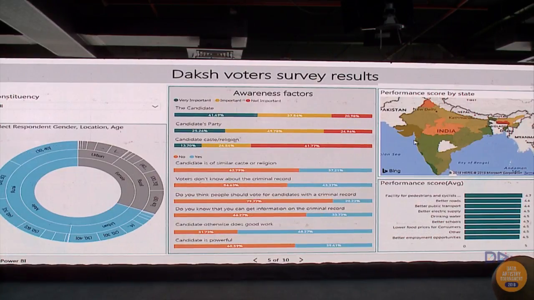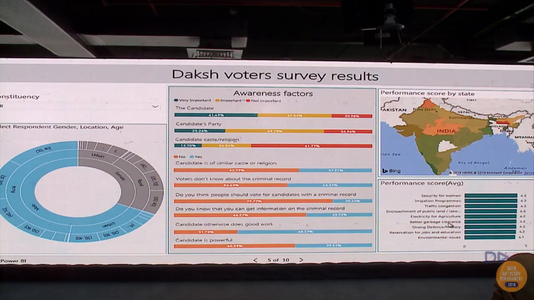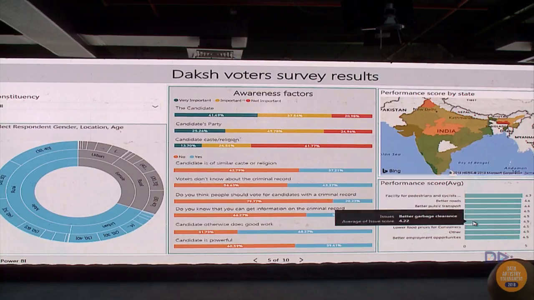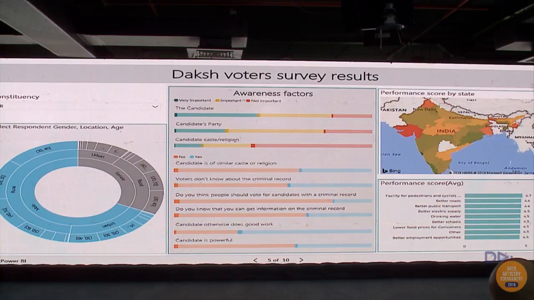The state color represents the score on them. So green represents they are very good, and the red represents they are doing badly. So let's run through a couple of issues. Let's see better garbage clearance. Do you see something wrong here? There's red color on Gujarat.